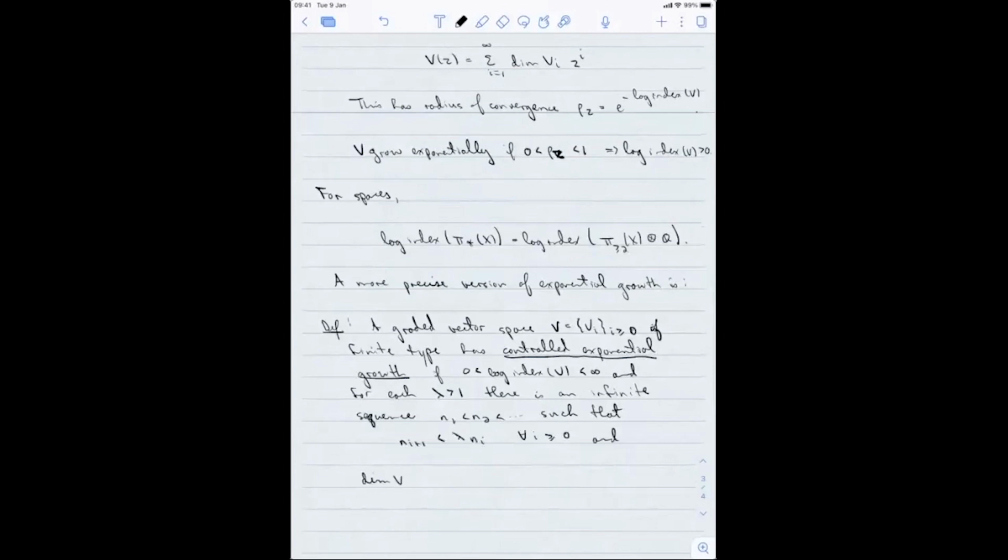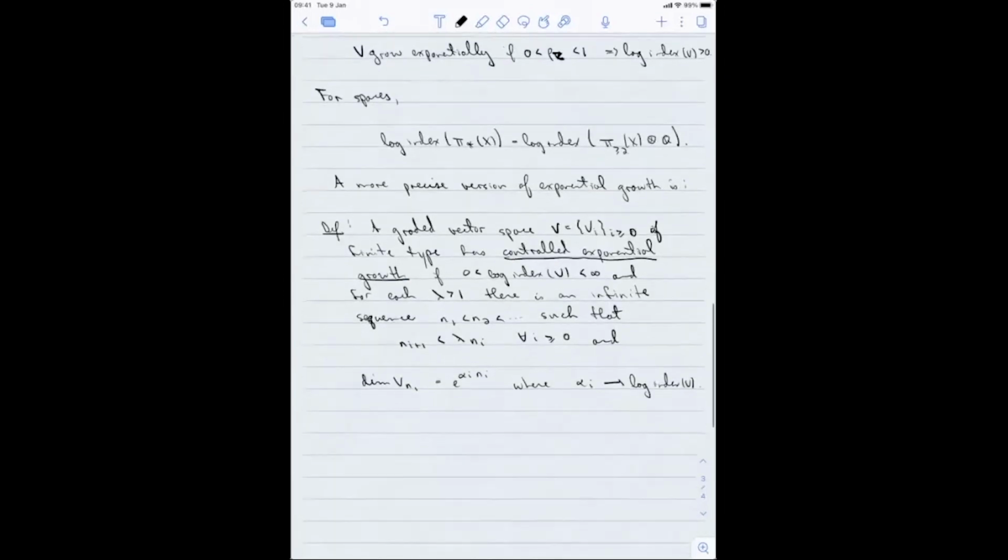And the dimension of V in the nth term looks exponential, where the alpha i's tend towards the log index. All right, so it's a mouthful of a definition, but what it's trying to say is that you have some sort of even growth rather than very jumpy growth.